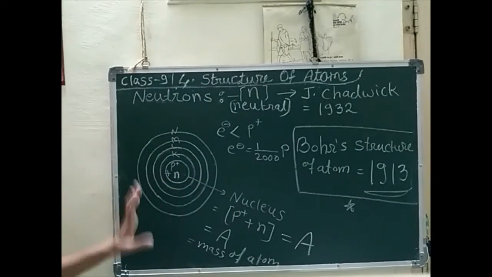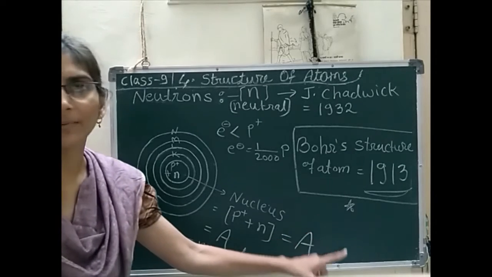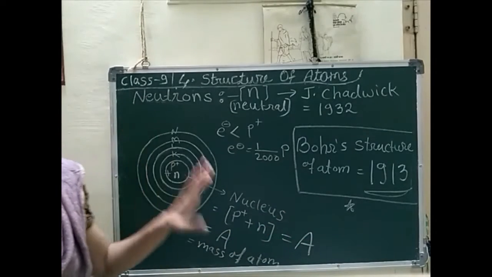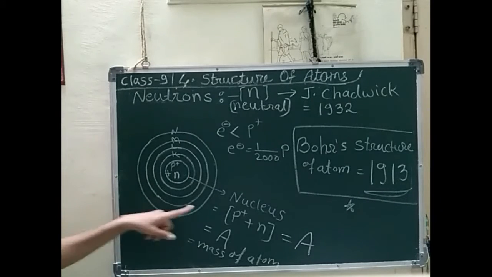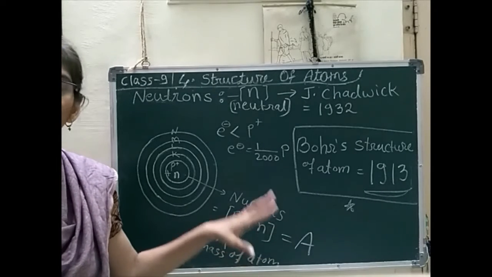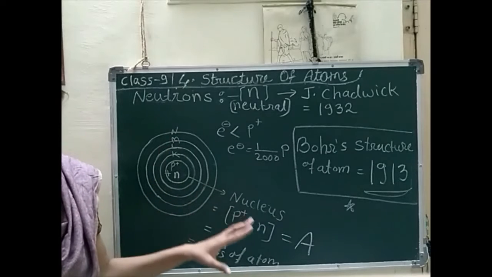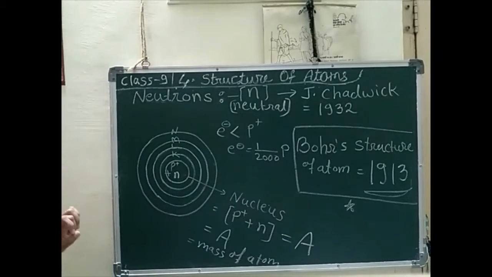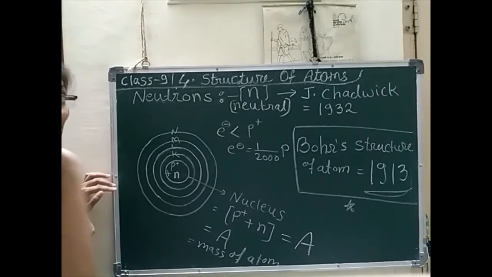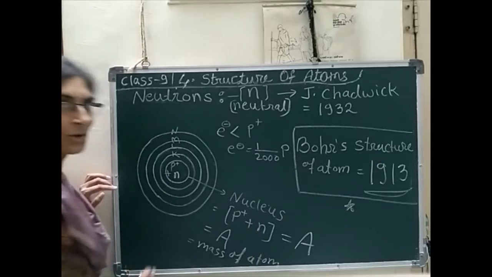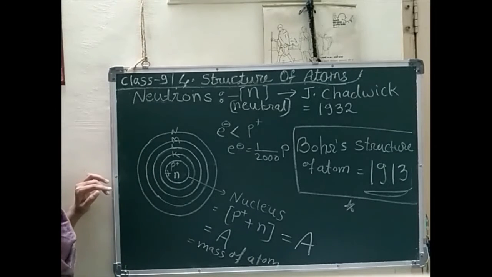That is very important. A is the atomic mass of any atom. Note down that A is the atomic mass of any atom. So what is A? Atomic mass. What is atomic mass? Number of protons plus number of neutrons which are present inside the nucleus.